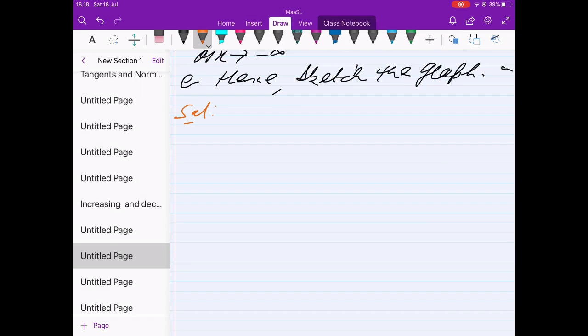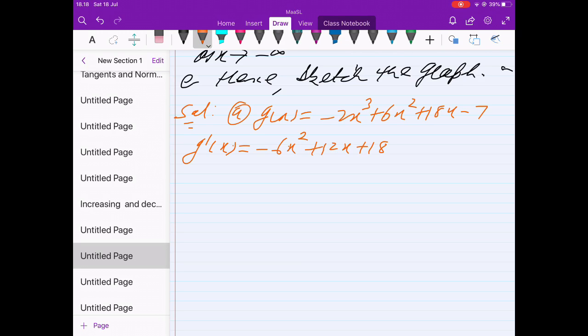Hence sketch the graph. Given the curve g(x) is equal to negative 2x cubed plus 6x squared plus 18x minus 7. The first part of the question is find the gradient function. So differentiate with respect to x, everybody knows that. Factorize: negative 6x squared plus 12x plus 18 is negative 6 times (x minus 3) times (x plus 1), the factors.